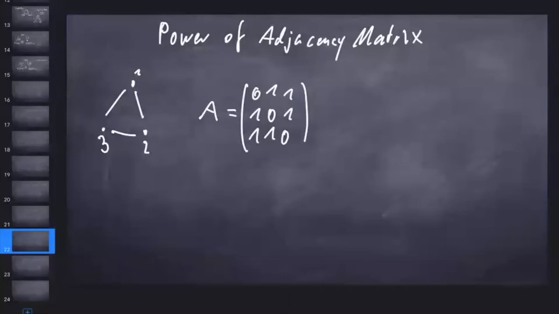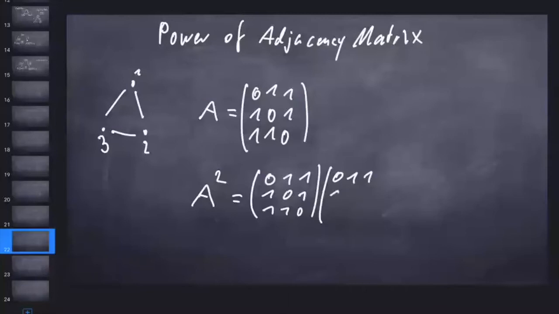Okay, so very simple. Now, let's consider the square of this matrix. That gives us information: can you go in two hops from one node to the other? We just have to multiply these two matrices, which are the same, so copy and paste everything, and then the result needs to be computed. How do we do that? Looking into the book.